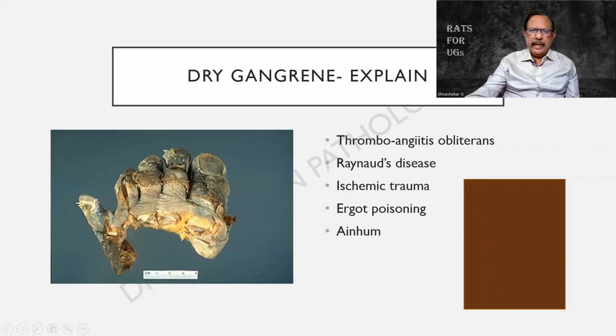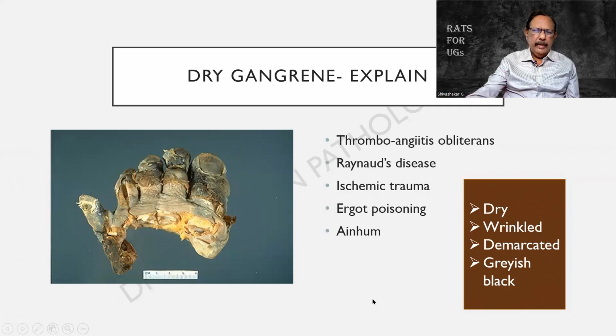A dry gangrene. So these are the features of it. Dry, wrinkled, mummified, demarcated, grayish black. Not very foul smelling because of a limited amount of hydrogen sulfide.